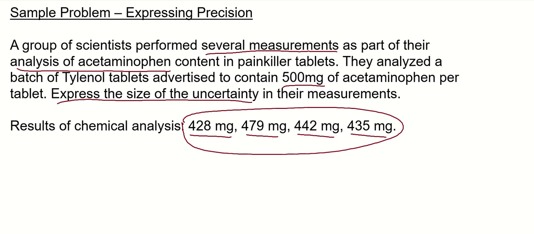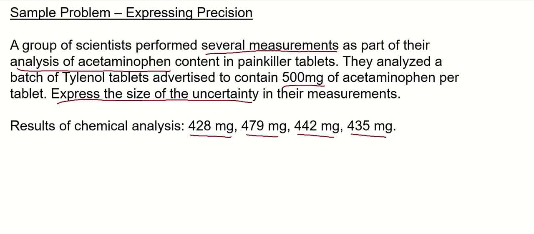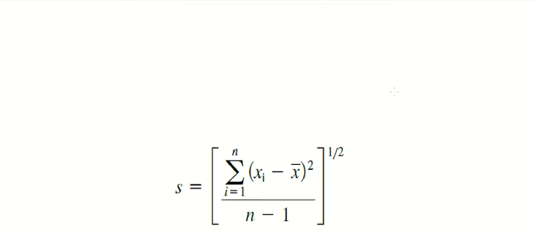And so we're asked to express the size of the uncertainty of these measurements. All right, in other words, describe the precision or quantify it. There's a couple ways to do it. Probably the most common way to do it with such a small sample size would be to use the standard deviation formula.